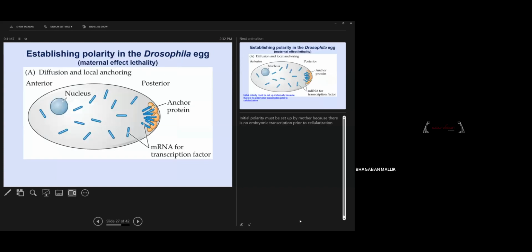So now, after formation of a syncytium, you have some transcription factors, the mRNA for the maternal transcription factor. These are carried over from the mother, and these transcription factors anchor to either the anterior side or the posterior side of the embryo, either here or here. So you have this anchor protein that is also carried over from the mother.